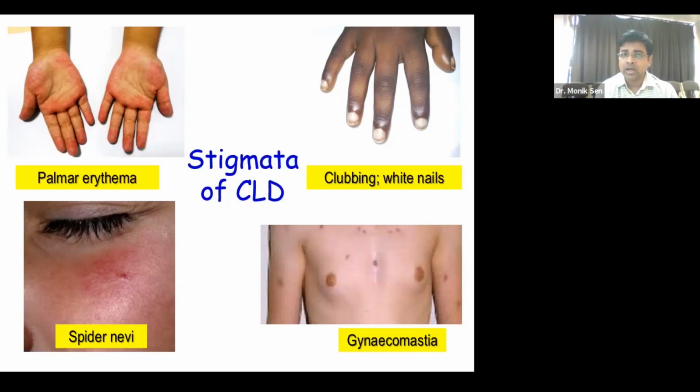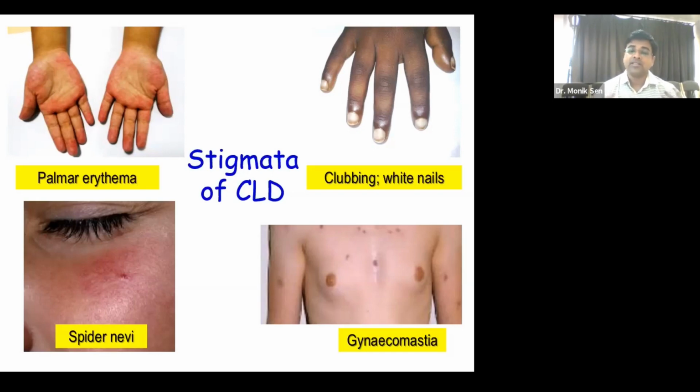The first and foremost is the palmar erythema. Please remember, palmar erythema is physiological till the first 2 years of life. Thereafter, if you see palmar erythema, it may be suggestive of a chronic liver disease. White nails, clubbing, Muehrcke's nail, half and half nail, these are all features to tell you that there is a chronic liver disease, and a half and half nail is suggestive of chronic hypoalbuminemia.